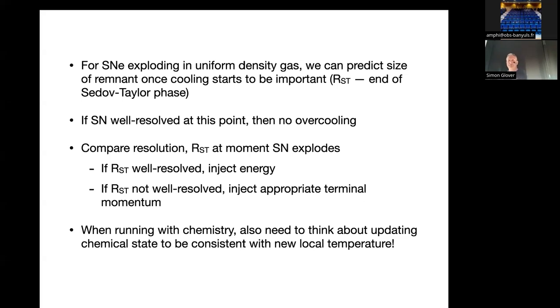So we get around this by basically looking at whether we have enough resolution to properly resolve these highly energetic supernova remnants. And the key quantity here is the size of the remnant at the end of its Sedov-Taylor phase, so at the point where the evolution stops being adiabatic and radiative cooling starts becoming important. Now this can be predicted as a function of ambient temperature. It's a relatively simple function of those quantities. And so we can just compare this radius with our resolution.